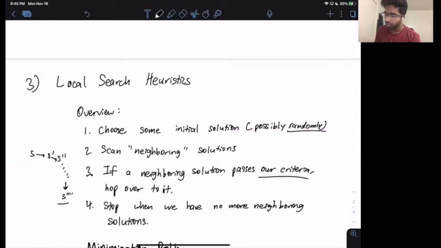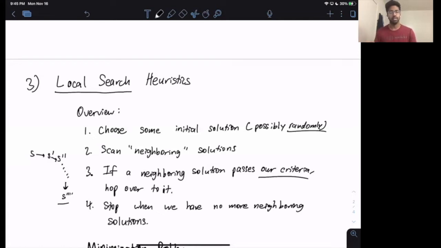And so this is why it's called local search. It's because we're only looking at neighboring solutions, right? Solutions that are pretty close to the solution that we have right now. They're just different by a little bit. And so what do I mean by passes our criteria?